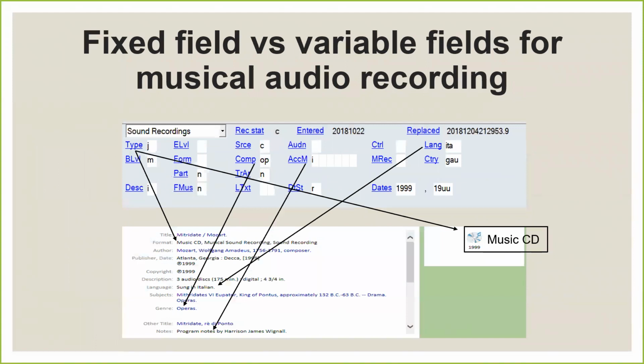In this Polaris display, you can see that this is a record for a music CD for an opera by Mozart. The opera is in Italian, and it contains program notes of an historical nature.